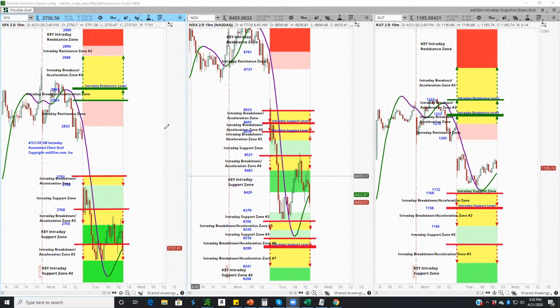Okay, can you see my intraday grid? Everybody can see it? Okay, excellent. Very good. How many of you attending today utilize this grid on a regular basis? Many of you. Great, great.